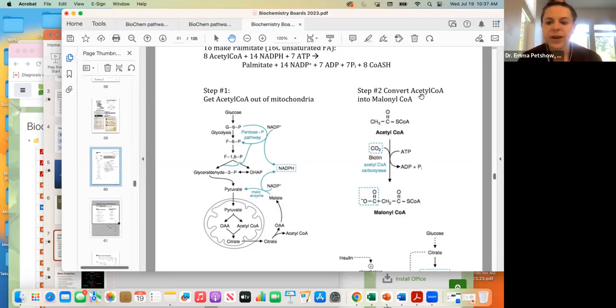Step 2 is we convert acetyl-CoA into malonyl-CoA. In this step, we use acetyl-CoA carboxylase, which is the rate-limiting enzyme that needs biotin. To do this, we also have to add a carbon, so we use some carbon dioxide, and we also have to use an energy molecule. But then we get acetyl-CoA to malonyl-CoA. So this would be your rate-limiting step. If you had to learn one thing, learn this step.